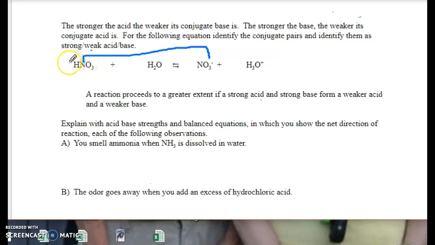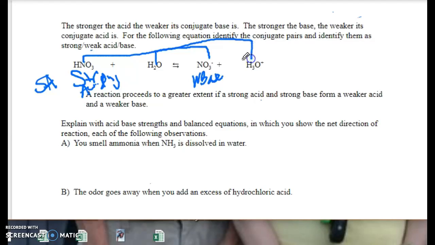You should recognize HNO3 as a strong acid. So this is a strong acid. And I'm going to use just SA, since the writing on this is not going so great. So that's a strong acid. So that means that this would be a weak base. And then if we're looking at this pair, H2O and hydronium is a pair. So since this is an acid, this would have to be a weak base.